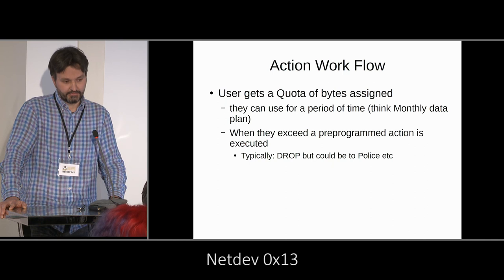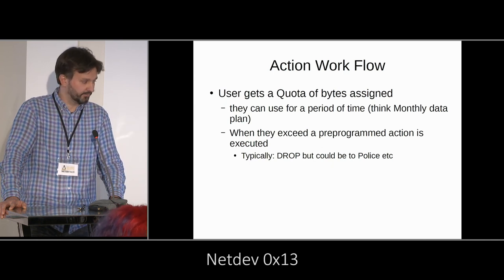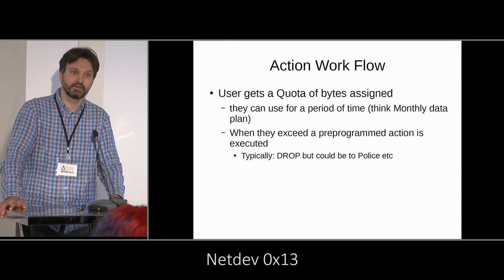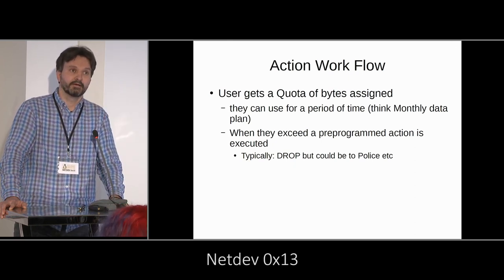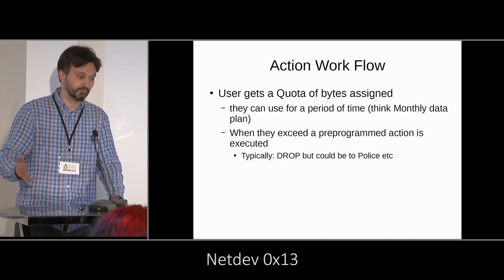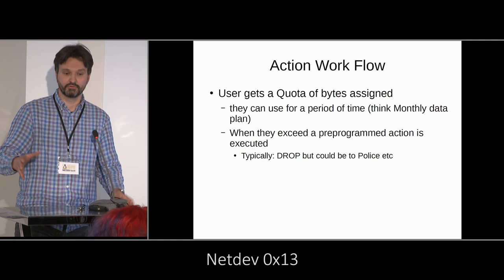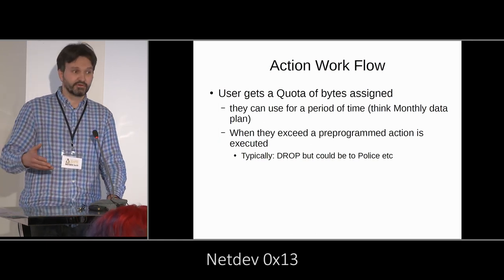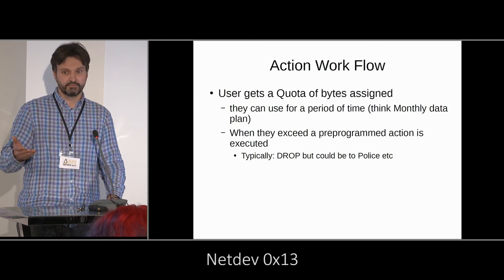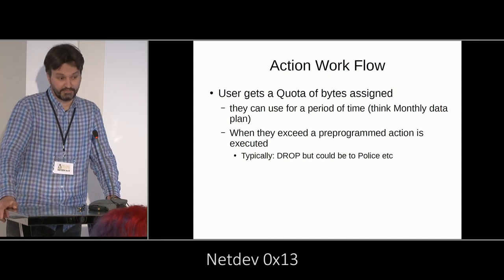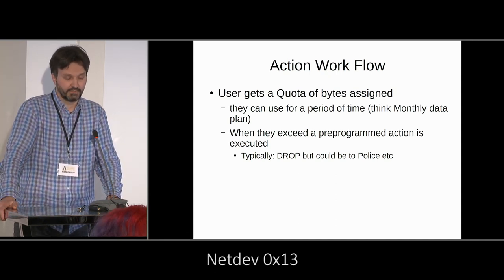And the third one is the multiplier. Multiplier is an interesting thing. Some data plans allow, for example, free traffic at night. In this case, the multiplier will be zero, so we don't charge anything. The quota remains the same. Or a user can be charged half the price on weekends. In this case, the multiplier is 0.5, so he pays just half the price.